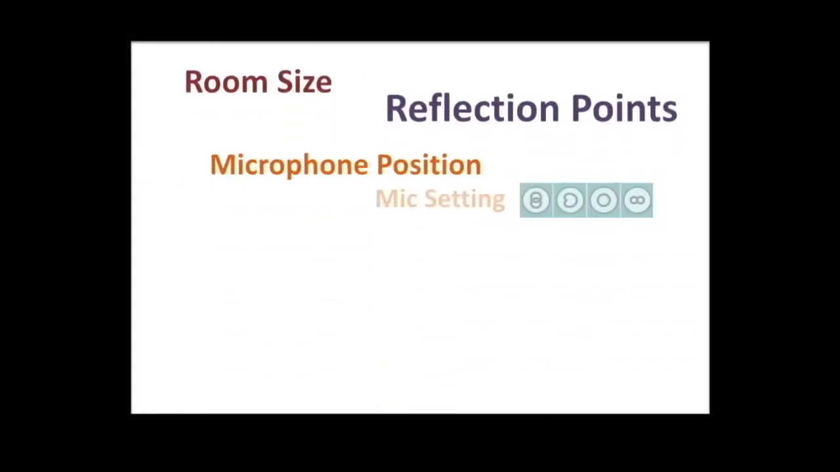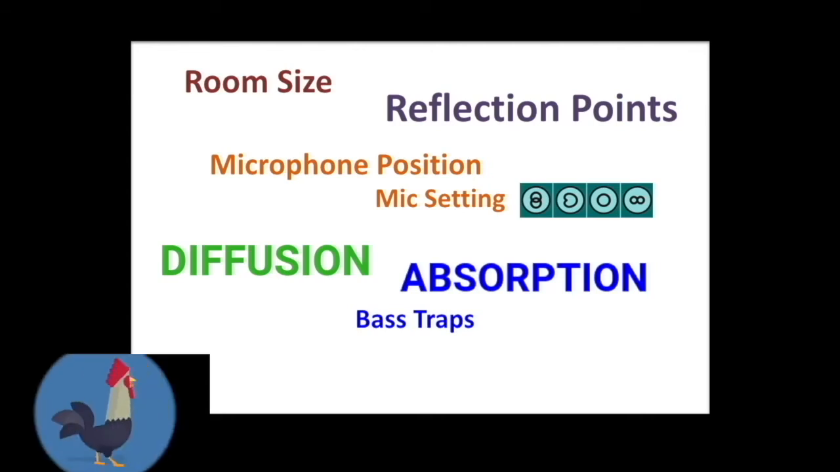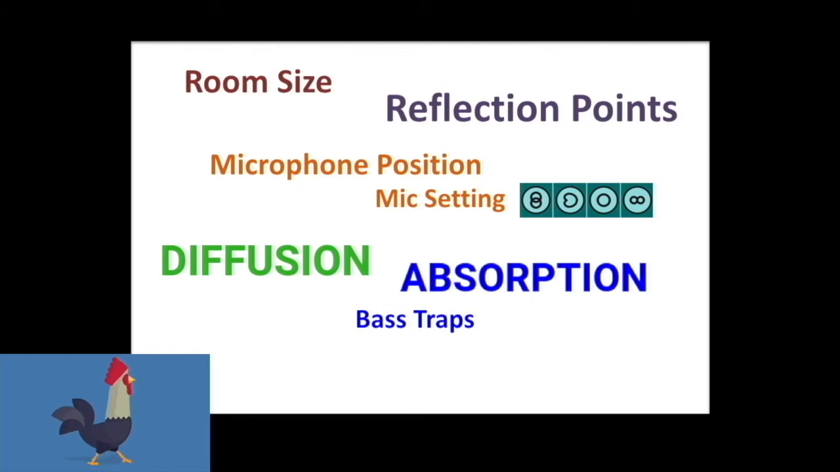So there are many factors to consider when it comes to acoustic treatment. The room size, reflection points, microphone position, various settings for the microphone, diffusion, absorption, and something called bass traps. When it comes to diffusion and absorption, it's not an either-or kind of decision. As a matter of fact, I've noticed many folks use a combination of diffusion and absorption. And as you may have guessed, I have an absorption video as well. You may want to check it out. Oh yeah, I have not forgotten. Here's my take on the whole egg carton thing.